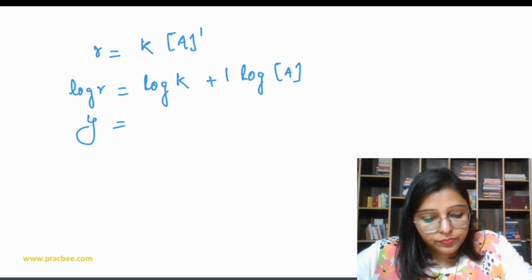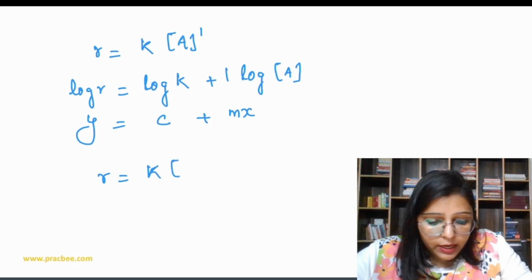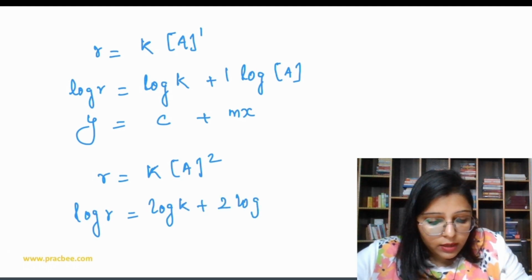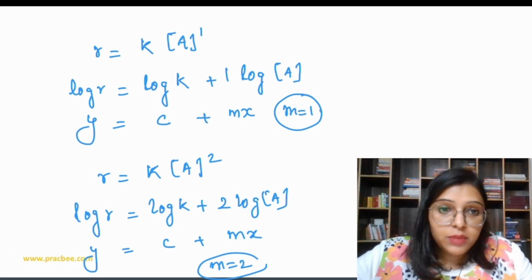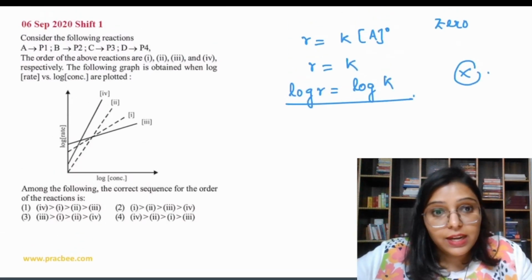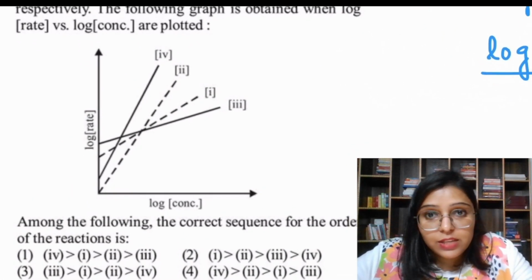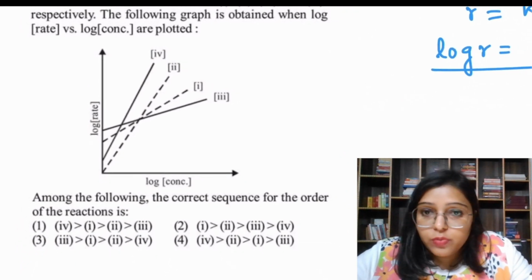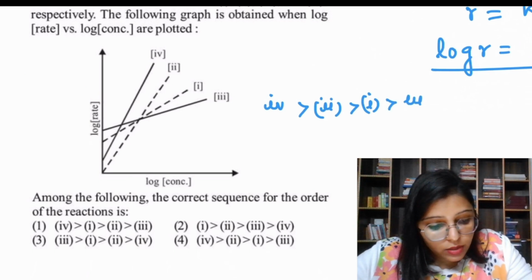So this is y, this is c, and this is mx. If we have second order reaction, so K A to the power 2. It means log R is log K plus 2 log A. So y is equal to c plus mx. So here slope is 2. Here slope value is 1. It means the one which has more slope is going to have more order. So if you see the curves properly, which one has more slope? The fourth one is going to have more slope. Then slope is for second one, then that is for first one, and that is for again third one.